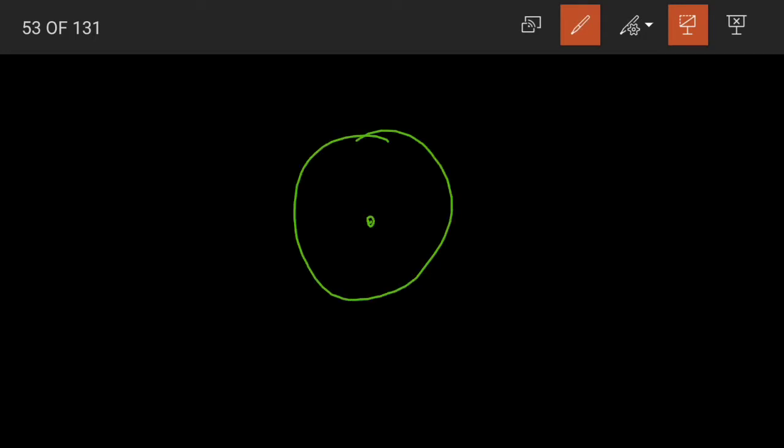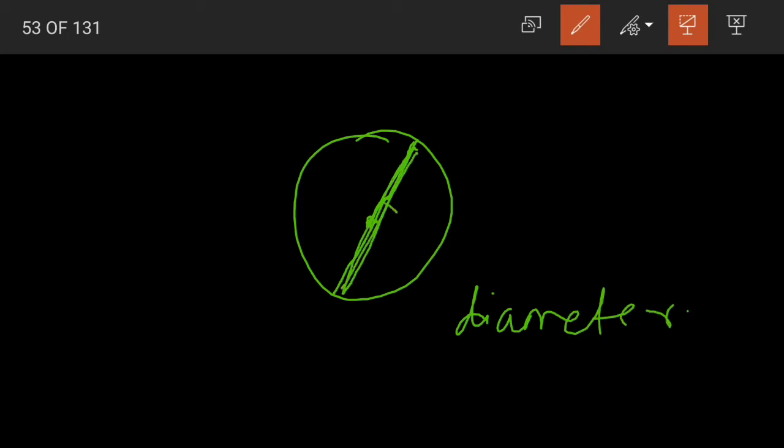Again, we have a line segment passing through the center. This was radius, right? From the center to the boundary. Now, if this line is extended to the other side, this becomes our diameter, children. It is a straight line passing through the center of the circle and both the ends are touching our circle. Is this clear? It is like cutting our circle in half.